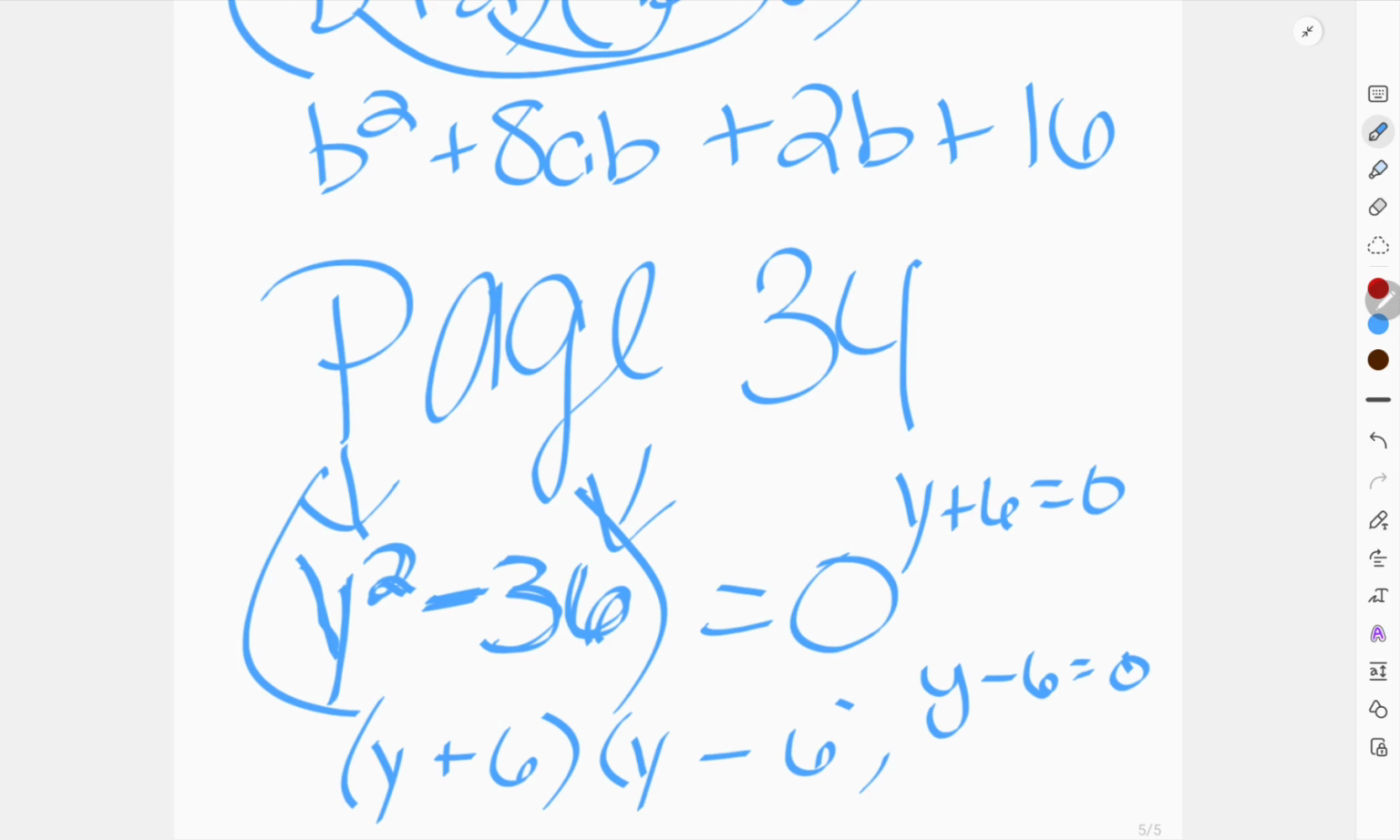So what is my final answer? It's negative 6, because I subtract 6 from both sides. That 0 becomes negative 6. And here I'm going to add 6 to both sides, and 6. That is my solution set. That is my answer right there. That's what you're supposed to have. Okay?